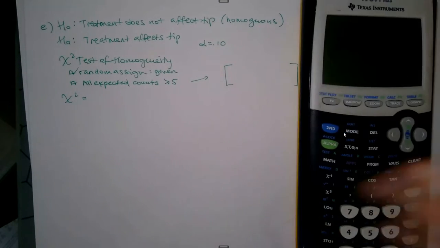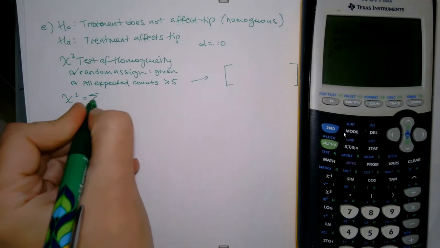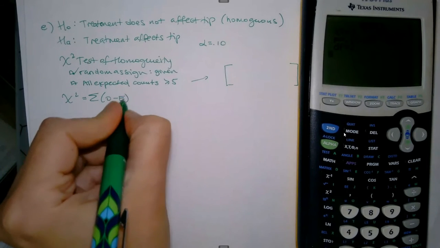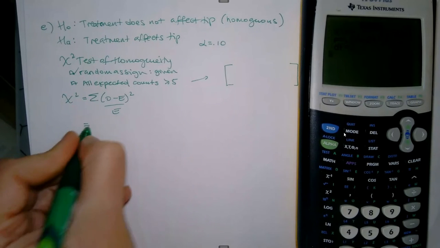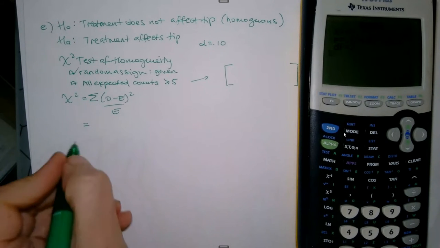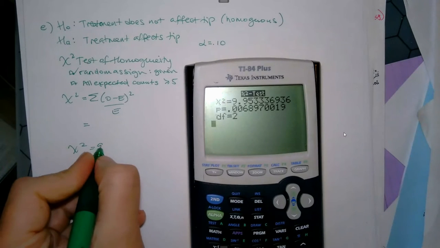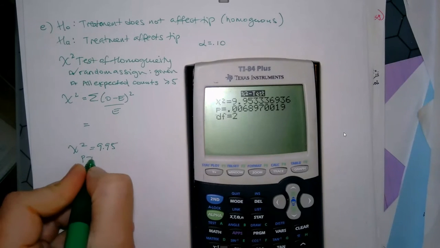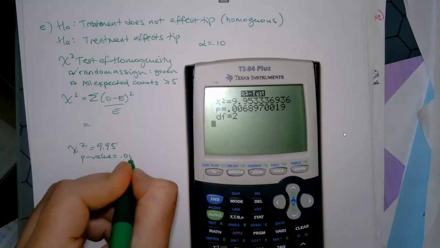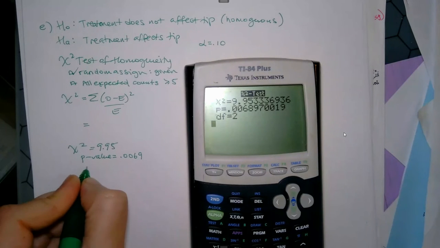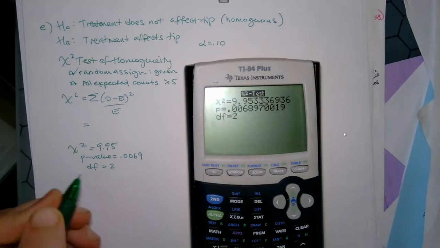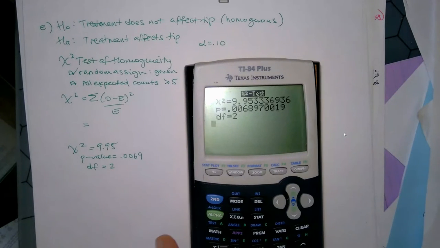So I'm going to show the sum of the observed minus expected squared over expected, and I'm going to show the steps right here. When I'm done, I get to the bottom. Chi-squared is 9.95. P-value is 0.0069, and degrees of freedom is 2. I removed a row and a column to get degrees of freedom 2. The part I want to do now is go back to here to check my conditions.